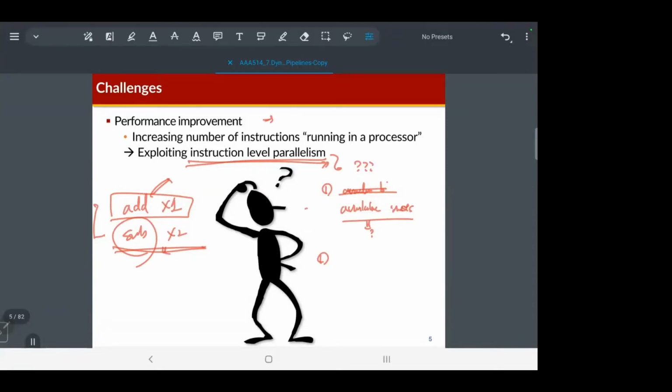Okay. So why do we need to exploit instruction level parallelism? And what is the baseline? Let's start from the pipelining architecture, which means the static pipeline architecture. Why do we use pipeline architecture in our processor architecture? In order to increase the performance. So how can we improve the performance in the pipeline architecture? This is very important, actually.